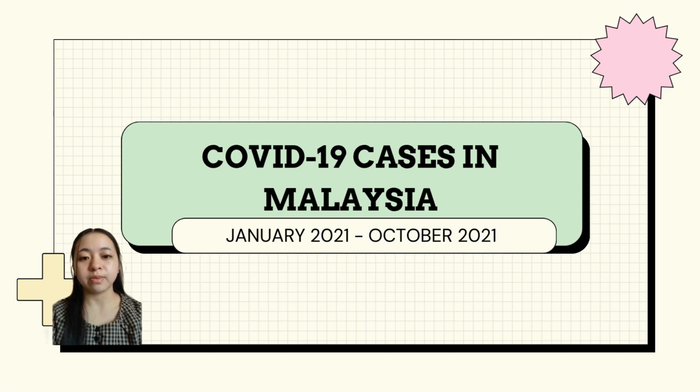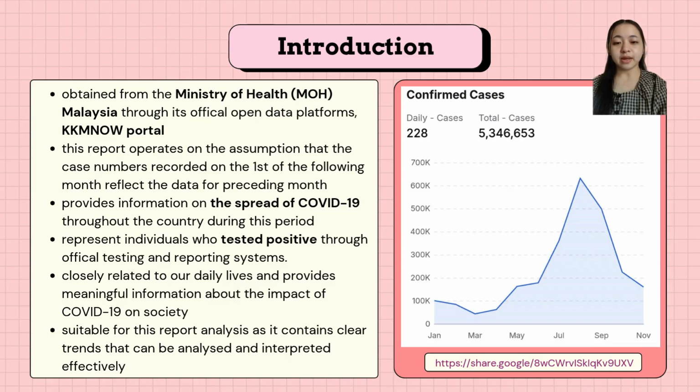Today, our group will be presenting an analysis of the COVID-19 cases in Malaysia. The dataset presents the monthly number of COVID-19 cases in Malaysia from January 2021 until October 2021. This data is obtained from the Ministry of Health (MOH) Malaysia through its official reporting platform. The report is based on the assumption that the case number recorded on the first day of the following month represents the total cases for the preceding month.